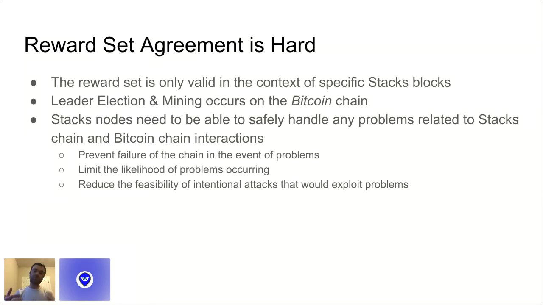But now that we've introduced proof of transfer and this concept of reward sets, forks in the Stacks network can suddenly have impacts on whether or not a reward set is valid, and then whether or not particular miner commitments are valid. So the goal in designing a proof of transfer algorithm is that we want to be able to prevent complete failure of the chain when you have these sorts of problems. You want to limit the likelihood of these problems ever occurring in the first place. And you also want to reduce the feasibility of intentional or malicious attacks that would exploit those problems.